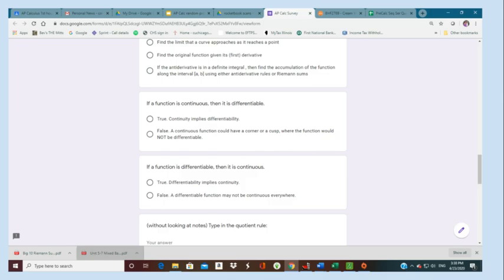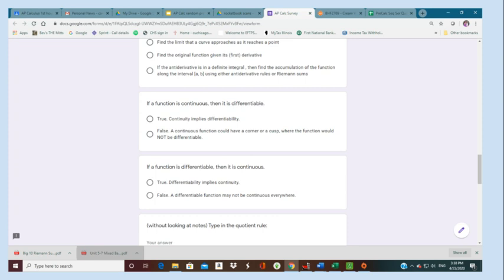All right, then the next two questions, this is just a screenshot of that quiz. If a function is continuous, then it is differentiable. That was true. No, that was not true. I'm sorry. If a function is continuous, it might have a corner or a cusp. And at corners and cusps, you can't take a derivative because the limit is approaching two different values as you move from left to right.